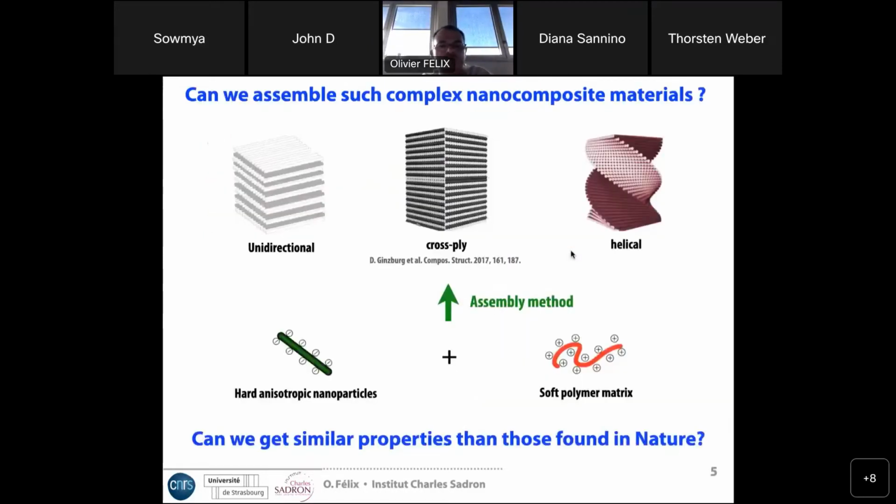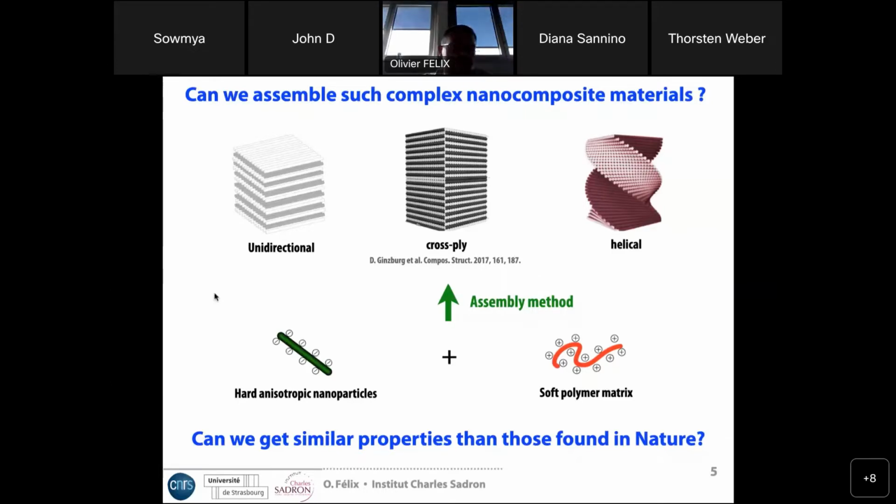This brings me to, I would say, our goals, in two questions. The first one is, can we assemble such complex nanocomposite materials? Starting from one anisotropic nanoparticle and one soft polymer, using an assembly method to control the structure, which could be unidirectional, cross-ply, or helical structures. And the second question is, can we get similar properties to those found in nature?